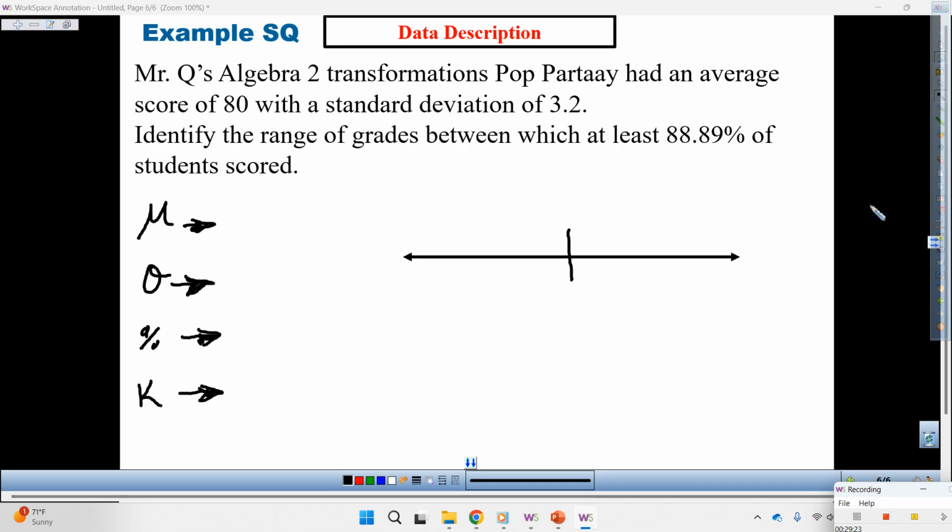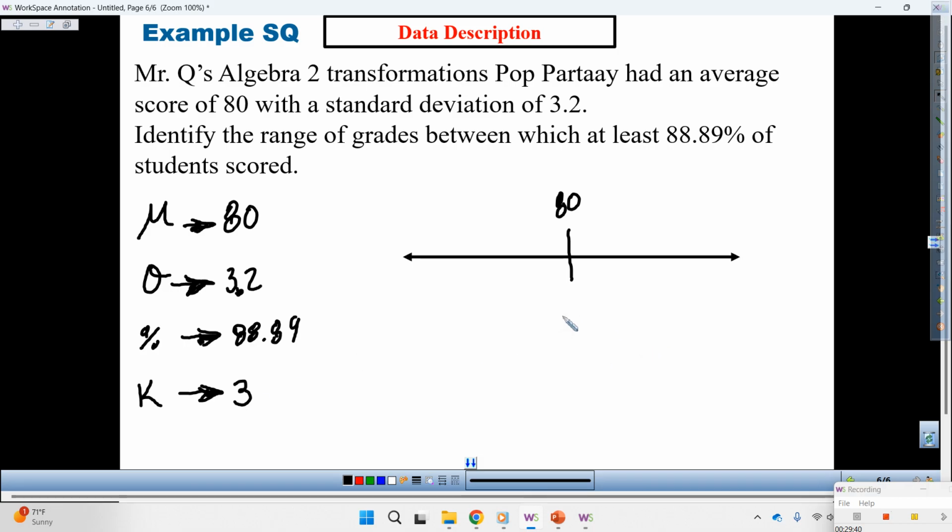All right. Here we go. For the sake of time, our mean is what? 80. That is correct. 80. And our standard deviation, 3.2. Our percent is what? 88.89. And what K are we on according to Chebyshev? Everyone? 3. That is correct. 88.89 is 3.